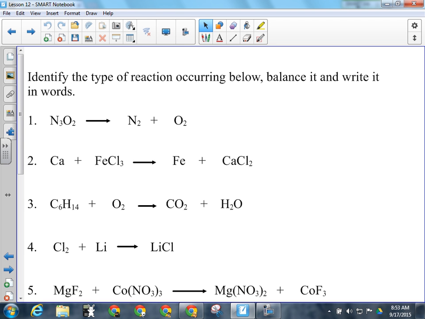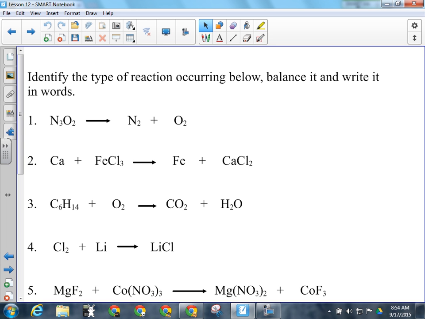So what we're going to do today is practice the balancing part: how we make sure there's the same amount of everything on the product side and the reactant side of a reaction. We're going to continue to work on the naming of things by writing the reaction out in words underneath, and obviously then identifying the reaction types as we go along.